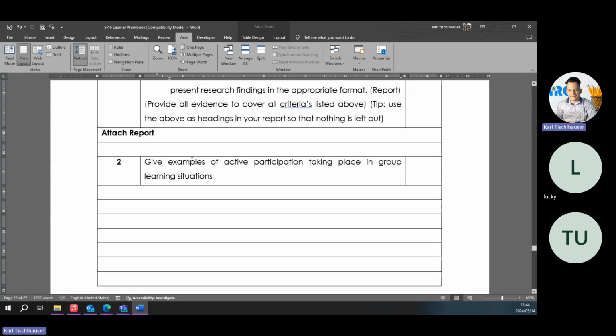Okay, then number 2 says give examples of active participation taking place in a group learning situation. So how do we know all participants are taking part? What kind of examples? So I think a good example would be they're talking, they're engaging with each other. Another example would be they're delivering. You can also just go look at Tuckman's model. Tuckman's model assumes that everyone is actively participating.